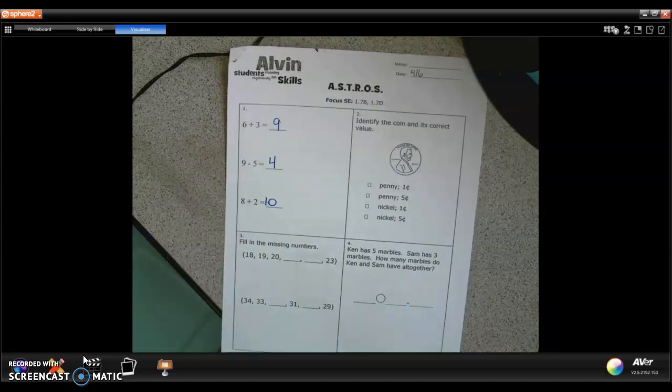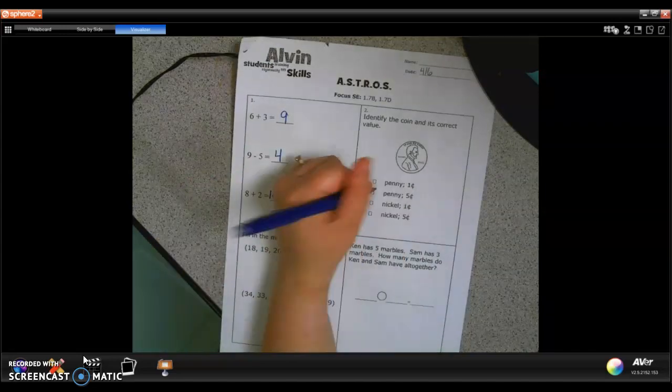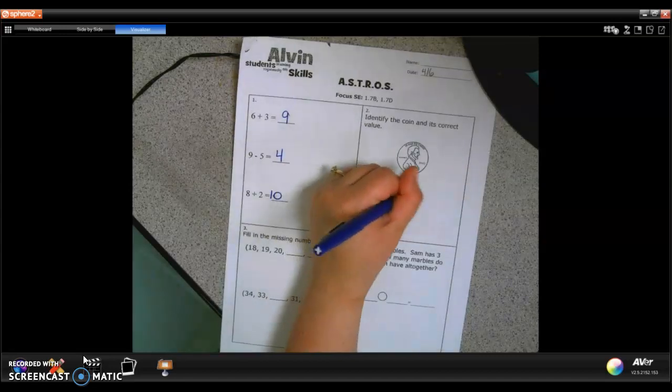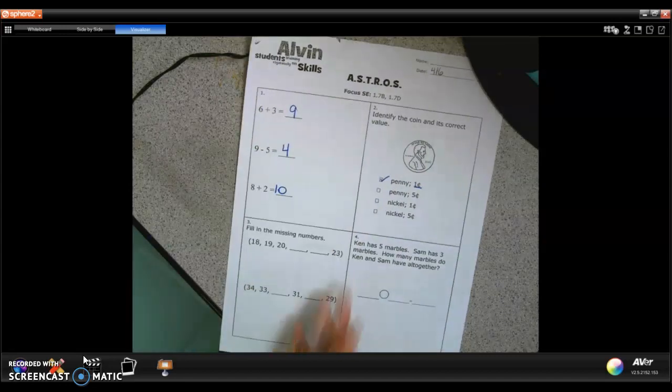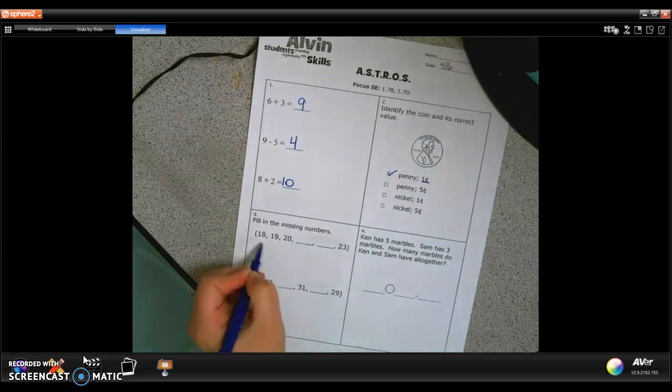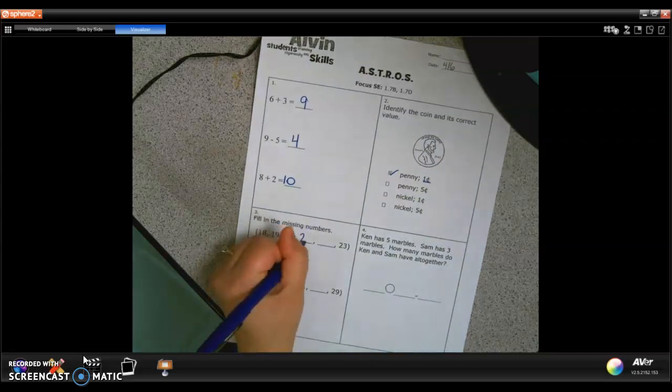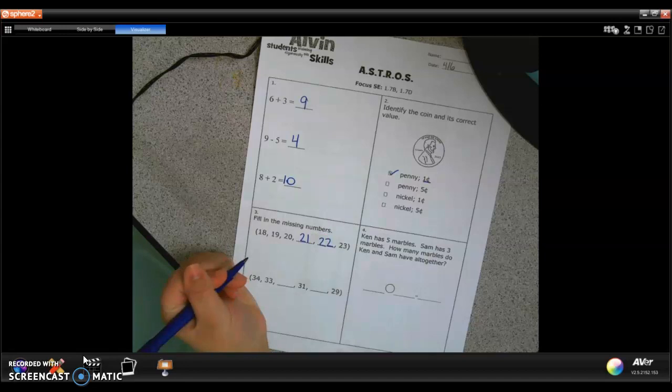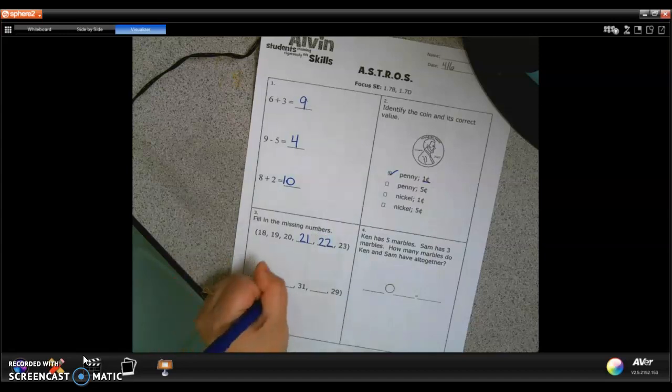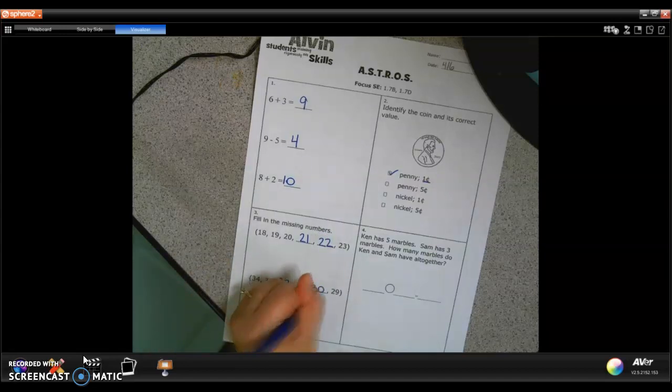Identify the coin and its correct value. Well, I see Abraham Lincoln, so I know that's a penny, and it has a value of 1 cent. Fill in the missing numbers: 18, 19, 20, 21, 22, 23, 34, 33, 32, 31, 30, 29.